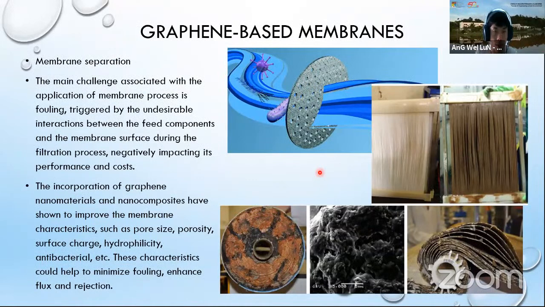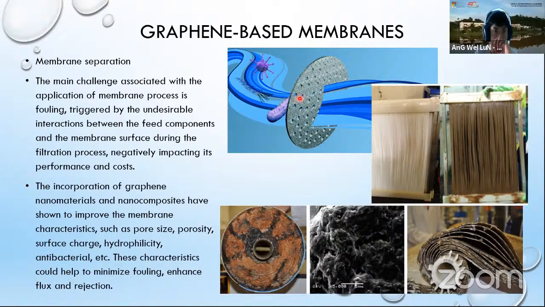So probably I'll introduce a little bit about the membrane so that you get the idea of why we incorporate graphene in our membrane synthesis. Okay, so a membrane separation process is basically a layer of a filter. I'm not sure if you have installed a water purifier in your house. If you take it out, you'll notice that there's a filter layer, just like a sheet of paper, a very thin filter layer.